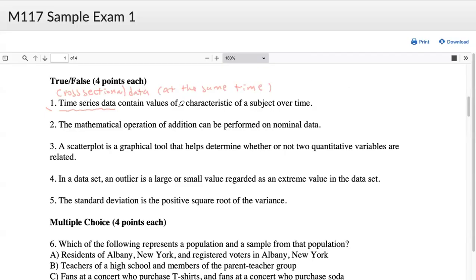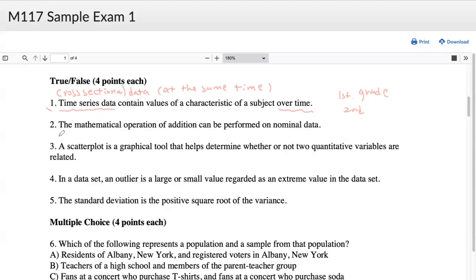Time series data involves time. So it's chronological data, from first grade, second grade, third grade. Think about your grades from first grade, second grade, and so on and so forth. So time is changing. It's chronological.